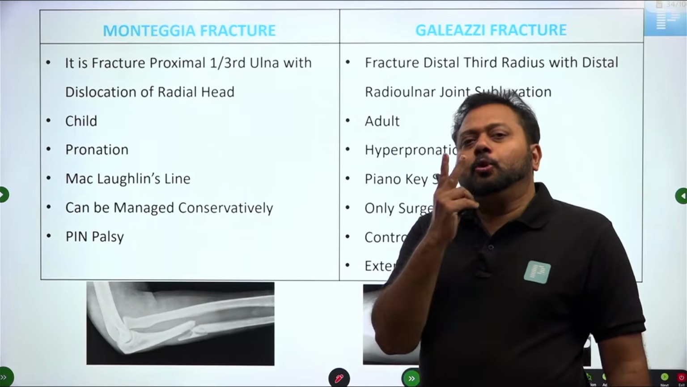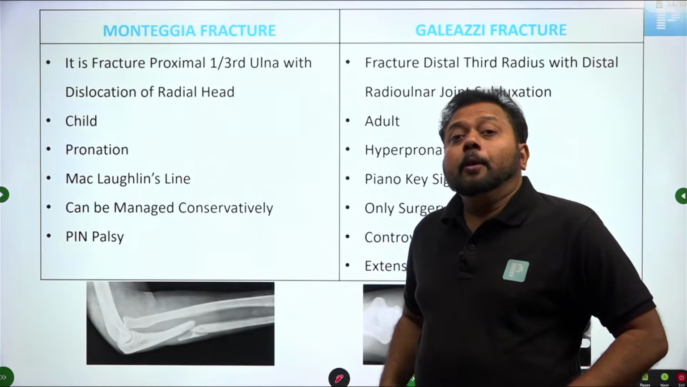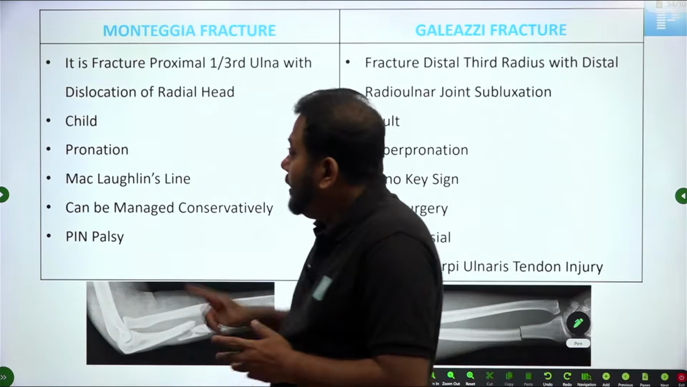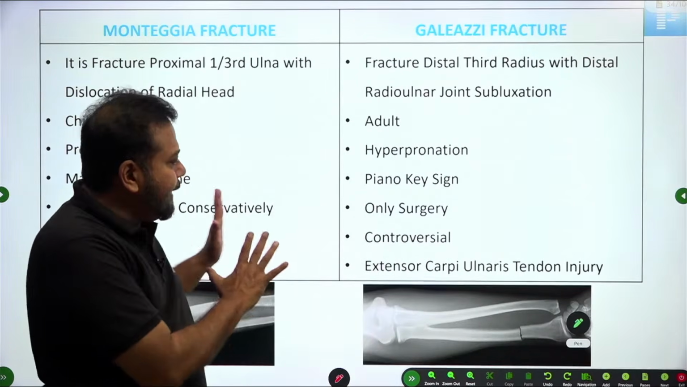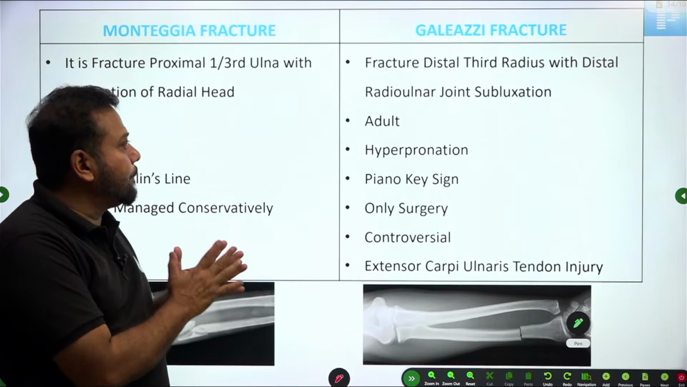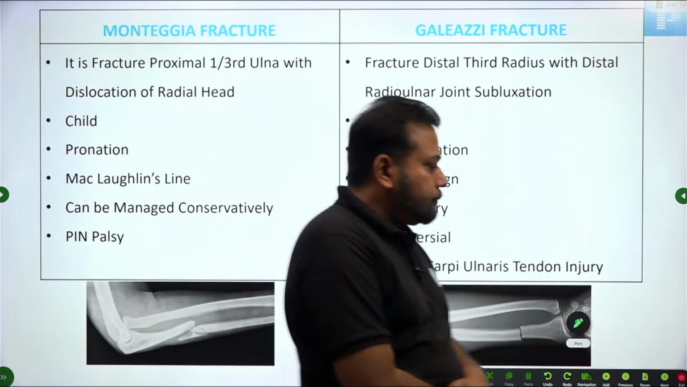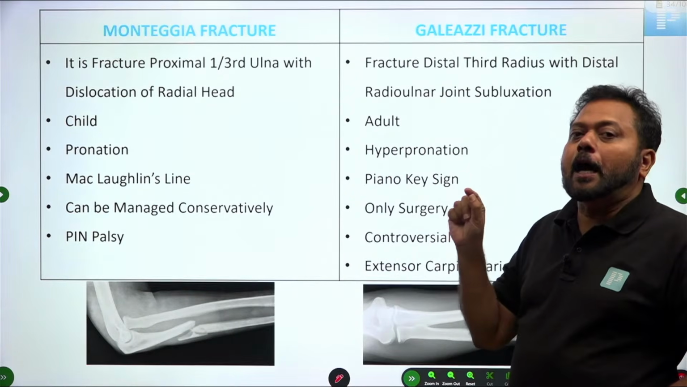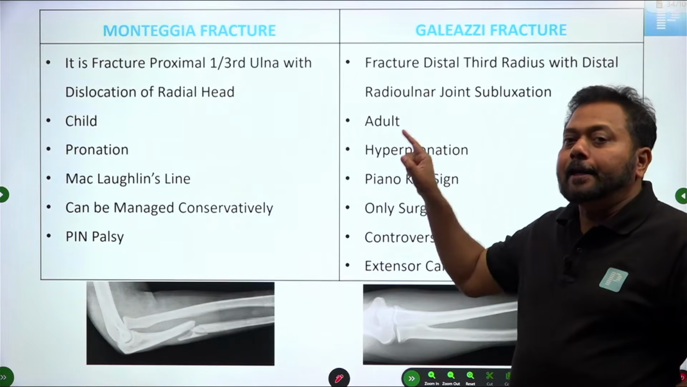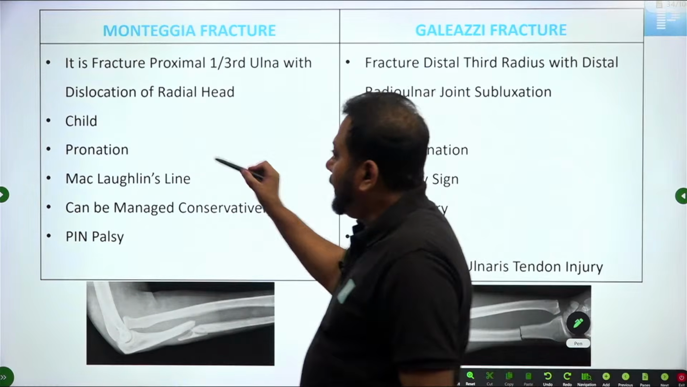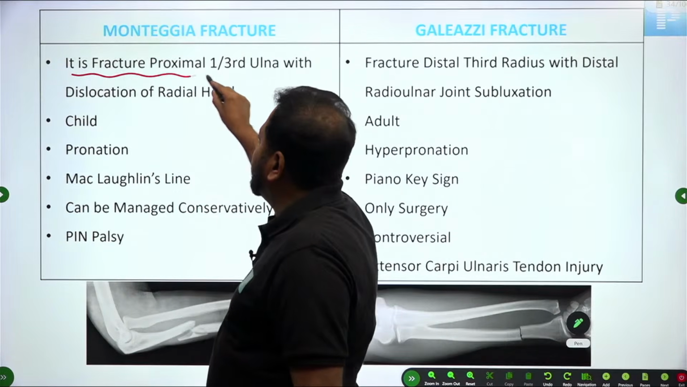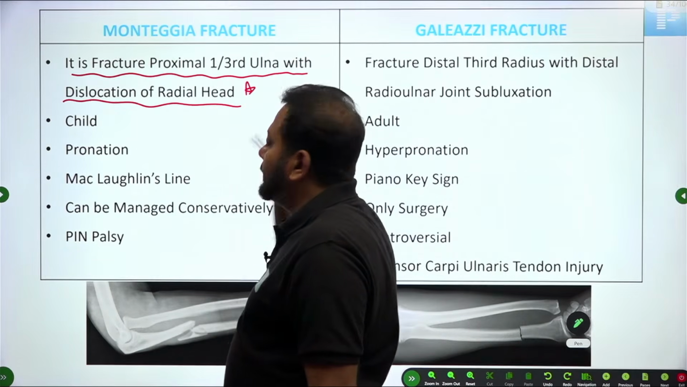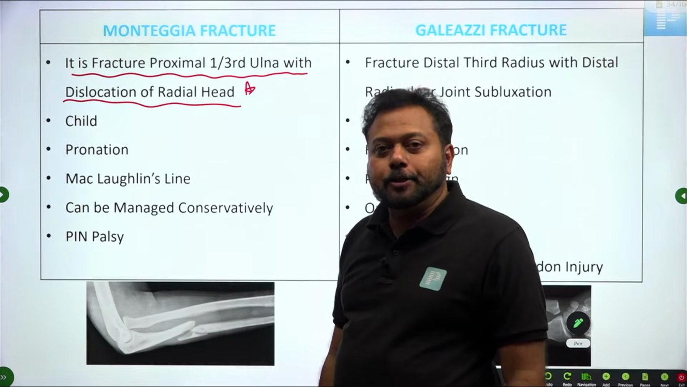Now, in 2 minutes, we are going to finish both important, repeatedly asked MCQ areas, Monteggia and Galeazzi. Monteggia's fracture, only one slide. We will finish both topics. Monteggia fracture is a fracture of the proximal third of the ulna with dislocation of the radial head. This is the definition.